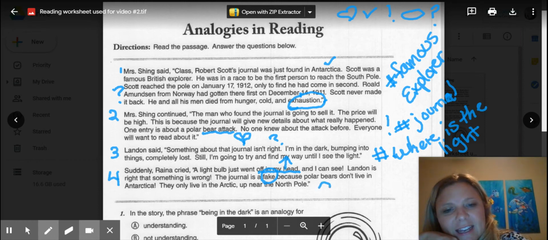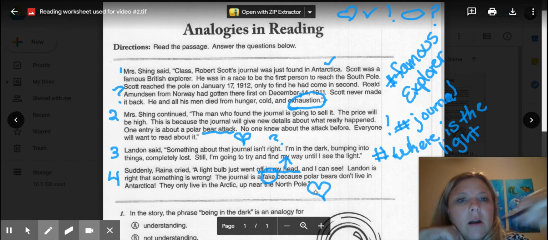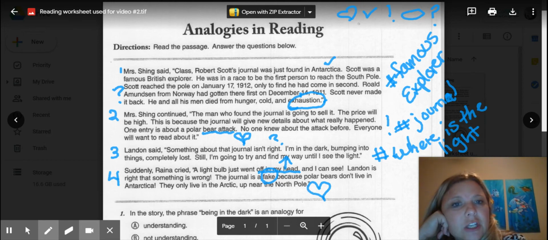I like the connections that were made in here. I'm going to go back up to the top. Did I do a heart? Yes. Did I do a check mark? Yes. Did I do an exclamation mark? Yes. Did I circle words? Yes. And did I have a question mark? I sure did. So I used all of the points.